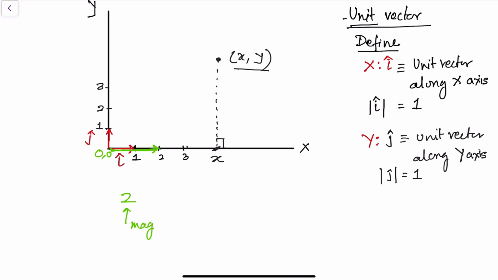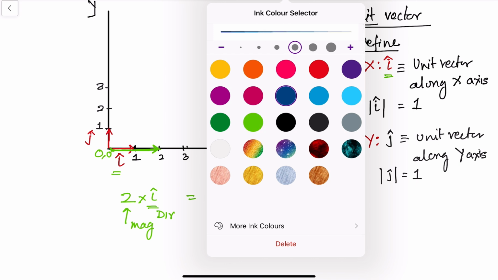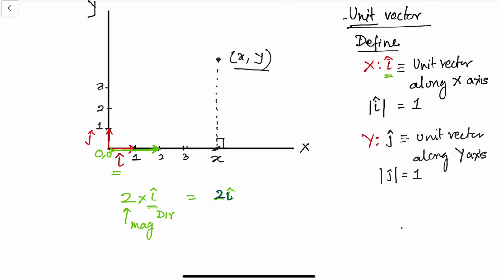Who is assigning the direction along the x-axis? Unit vector, I cap. I cap assigns the direction. So how do I get a vector with length 2 now? 2 into I cap. This is the direction part and this is the magnitude part. I multiply the 2 and I will get a vector which is called 2 times I cap. You understand that? I will get a vector which is called 2 times I cap. What will be this vector?